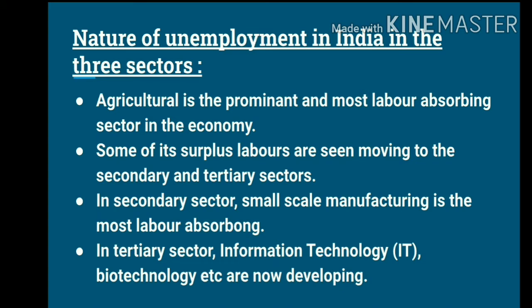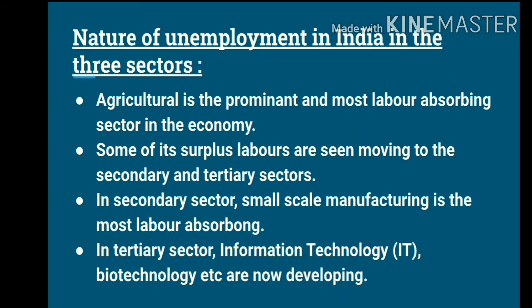Now students, the nature of unemployment in India in all the three sectors. To remind you all, there are three types of economic activities: primary, secondary and tertiary sector activities. The primary sector basically deals with the production of natural products or the extraction of natural resources. Then the secondary sector deals with the production of finished products by using the raw materials of the primary sector, for example, manufacturing and construction. Examples of the primary sector are agriculture, mining, etc. And then comes the tertiary sector, which basically deals with the provision of goods and services, banking, transport, communication, etc.